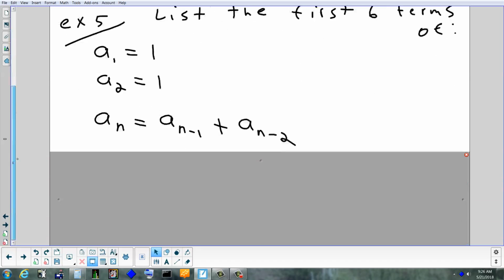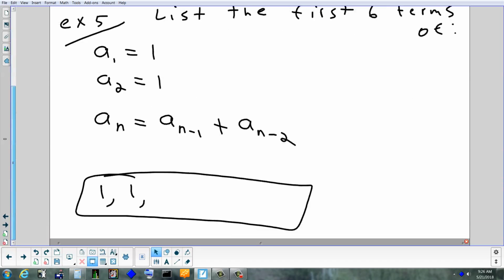All right. So we already have the first and the second term. What would my third term be? Yep, 2. And the fourth term? 3. 3. 5. Yep, and then 2 plus 3 gives me 5, and then 3 and 5 gives me 8, and 8 and 5 gives me 13. Have we listed how many they want? 6? We did 7. That's fine.